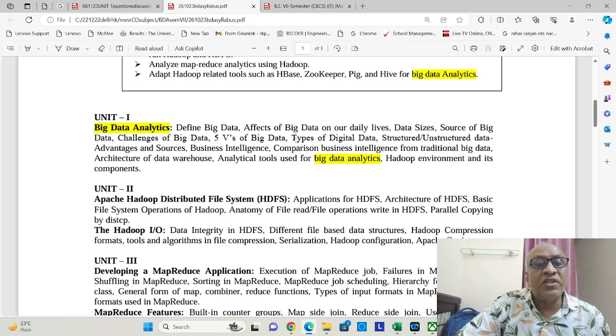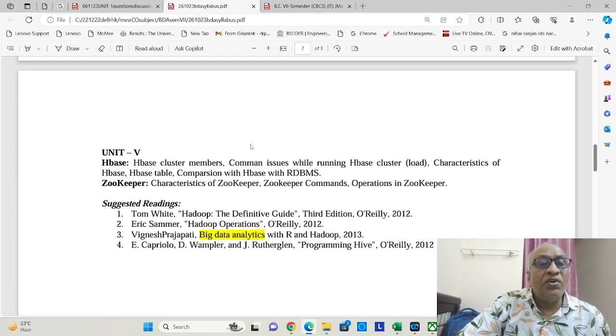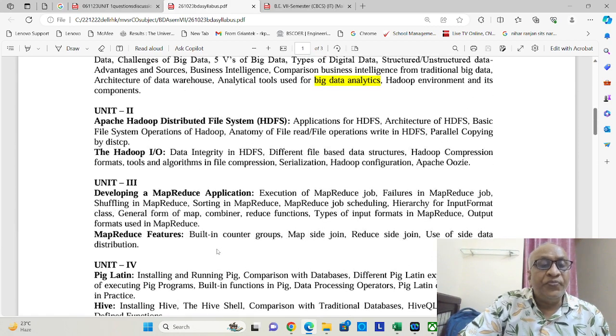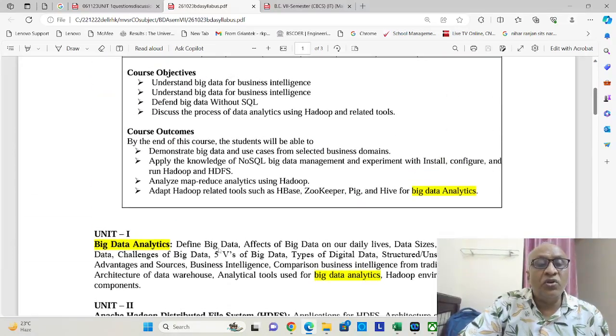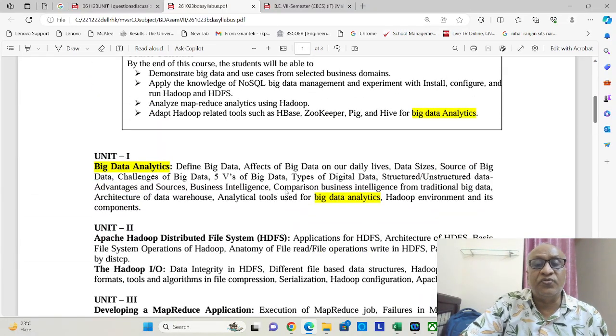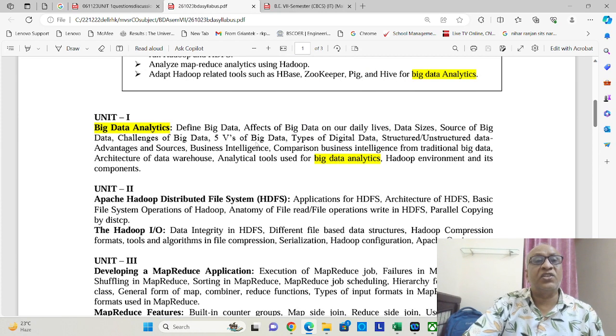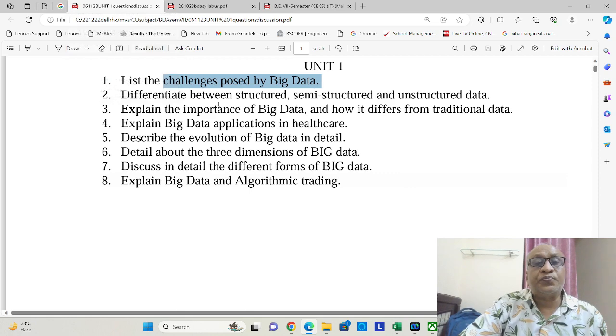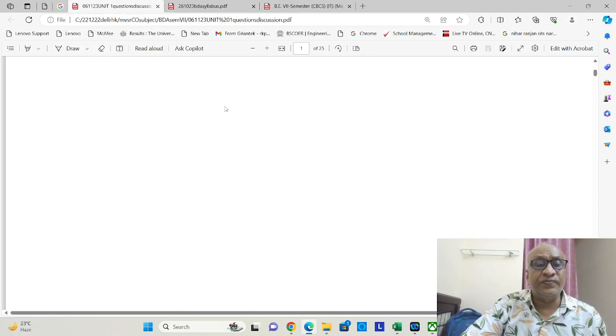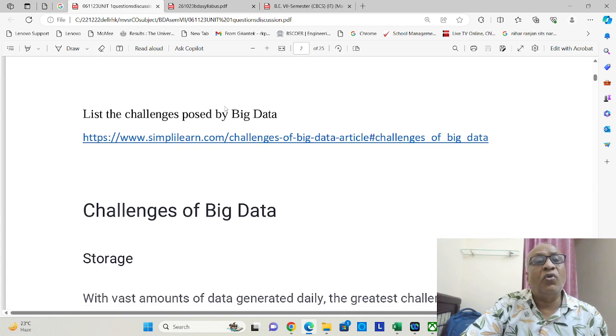We also have a slight difficulty as in whatever the prescribed textbooks are there, Tom White, Eric Sammer, Vignesh Prajapati, Capriolo, we know that these books we could not use unfortunately to extract these topics of unit 1. Maybe they are more relevant to unit 2 onwards, but unit 1 we had a challenge. So that's why what we did was we just Google and whatever link we found interesting, we just compiled the answer from that, and we are mentioning that link also. So let us start discussing the walkthrough of the questions.